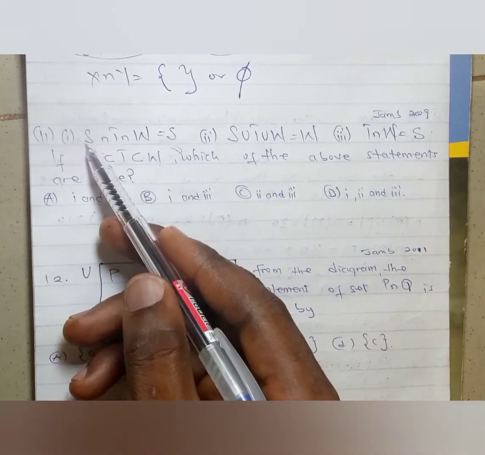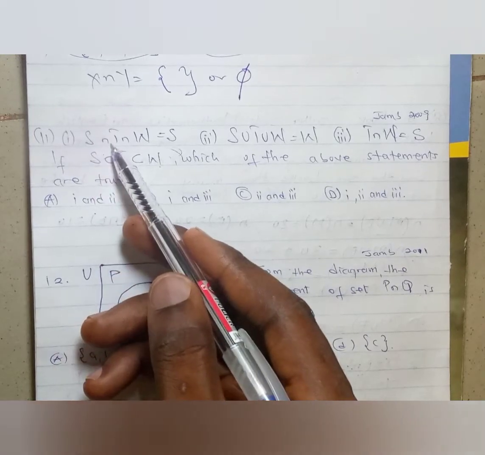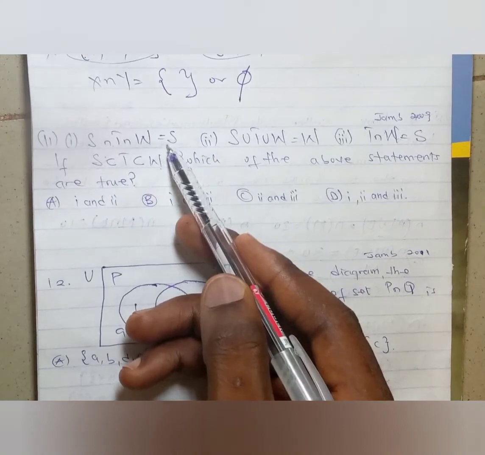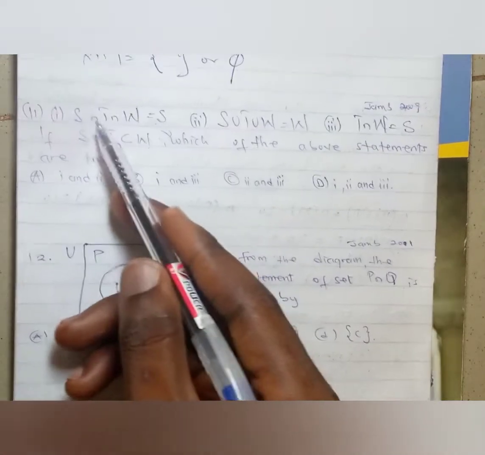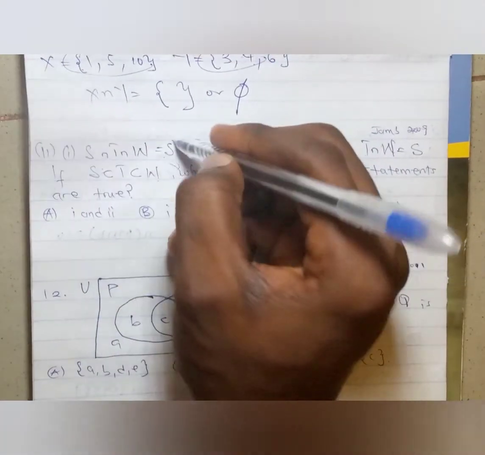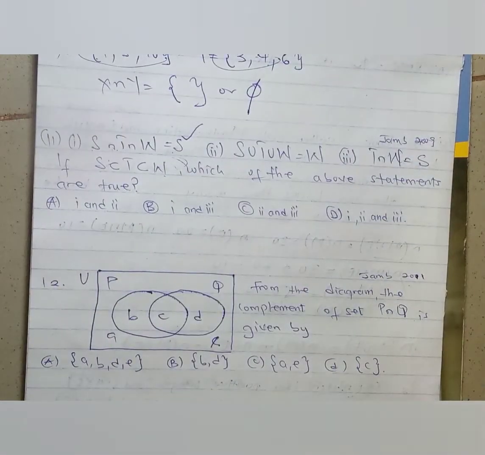So if you make S intersection T, we give you S, and T again intersection W, we give you S, because S is the smallest set here. So A is valid, option I is valid. Now S union T union W.